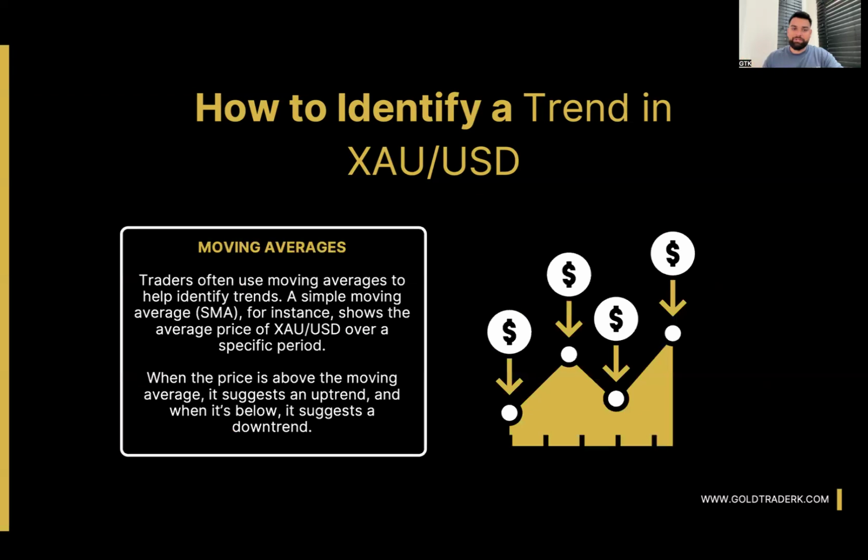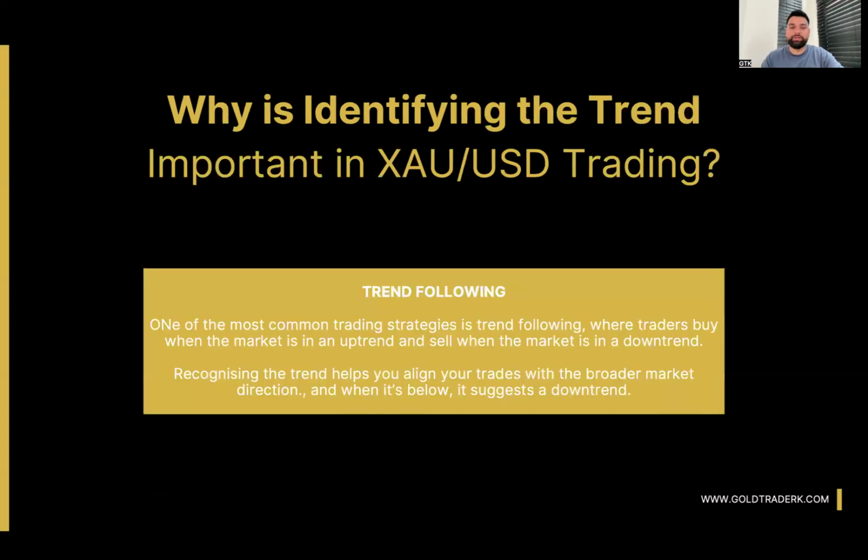Third, moving averages. Traders often use moving averages to help identify a trend, for instance the simple moving average, SMA, which shows the average price of XAUUSD over a specific period. When the price is above the moving average, it suggests an uptrend. When it's below, it suggests a downtrend.